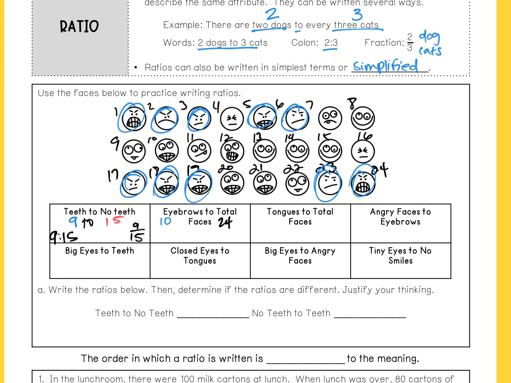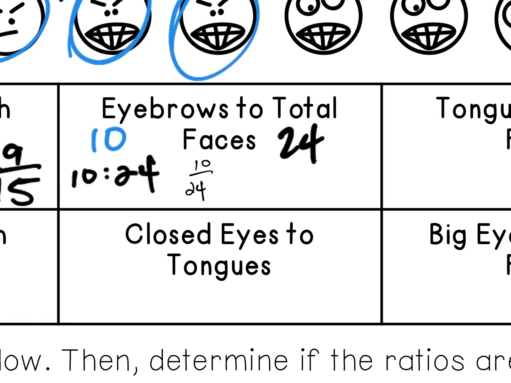So my ratio for eyebrows to total faces would be 10 to 24, and I would need to simplify that ratio. If there are 10 eyebrows to 24 total faces, 10 and 24 are both even numbers, so I can simplify this fraction by dividing by 2. 10 divided by 2 is 5. 24 divided by 2 is 12. So there are 5 eyebrows to 12 total faces.